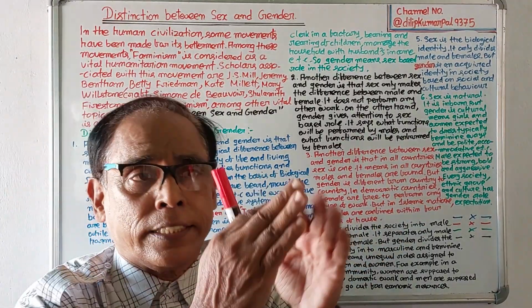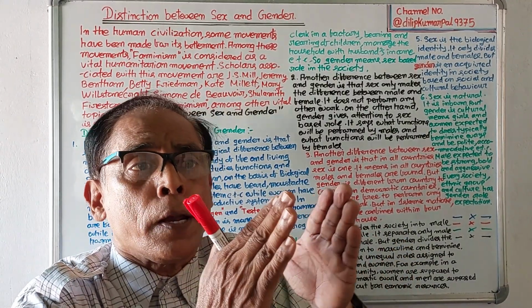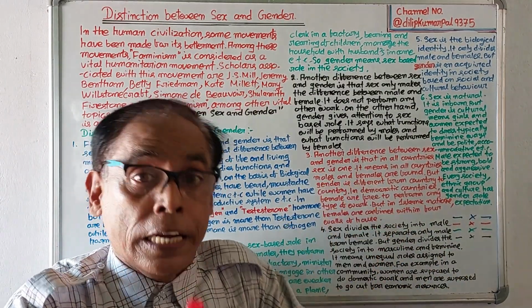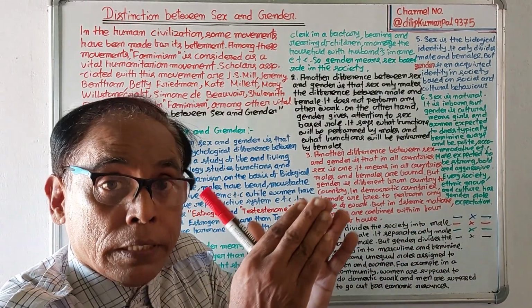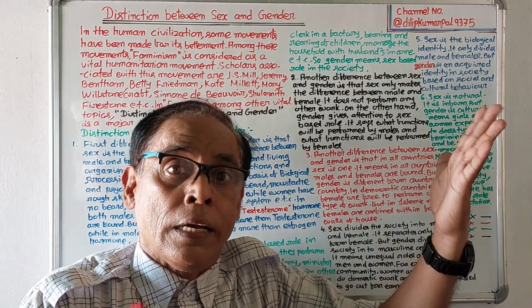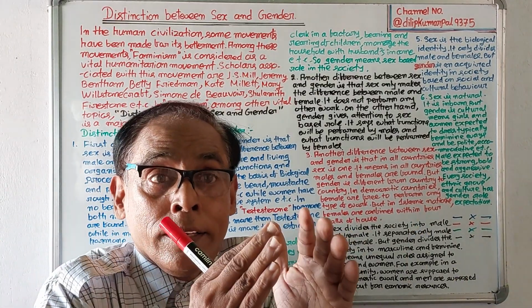Another difference between sex and gender is that sex only makes a difference between male and female, nothing else. But gender assigns what type of role will be performed by males and what type of role will be performed by females. It gives attention to the sex-based work.